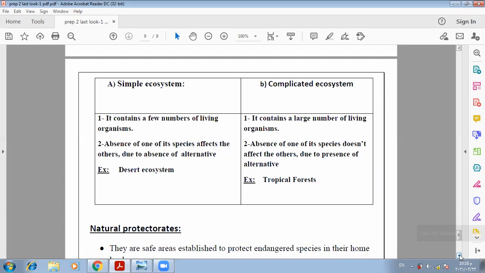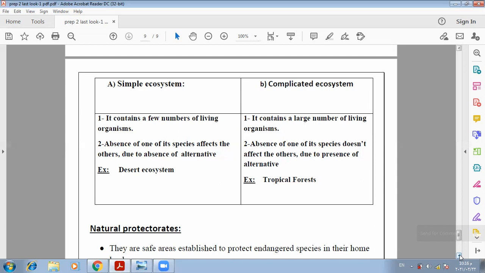It is already called simple, meaning it has few members, not many. If just one of them is absent, it will affect the ecosystem, and that is because there is no alternative for this species. Example: desert ecosystem. Complicated, by contrast, contains a large number of living organisms. If one living organism is absent, there is no problem. It doesn't affect the others in the ecosystem because there are many alternatives, like the tropical forest.